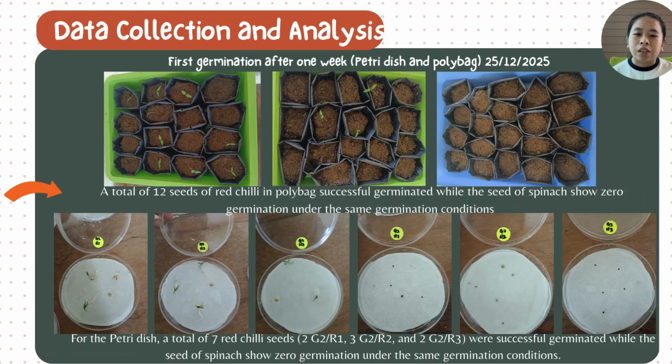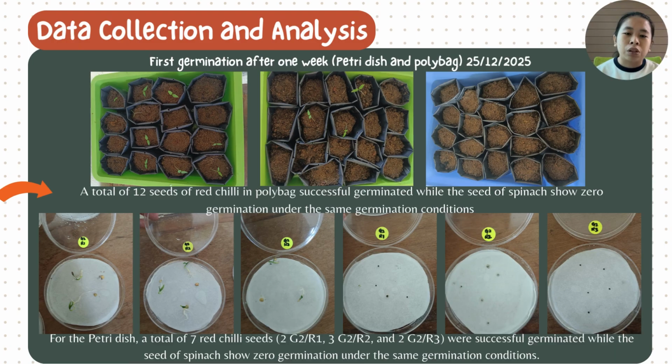After one week of the first germination, for the petri dish and also the polybag, I observed on December 25, 2025. A total of 12 red chili seeds in the polybag successfully germinated, while the spinach seeds show zero germination under the same germination conditions. For the petri dish, a total of 7 red chili seeds, G2R1, G2R2, and G2R3, successfully germinated, while the spinach seeds show zero germination under the same conditions.